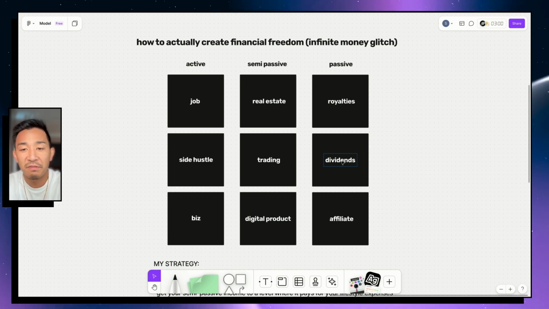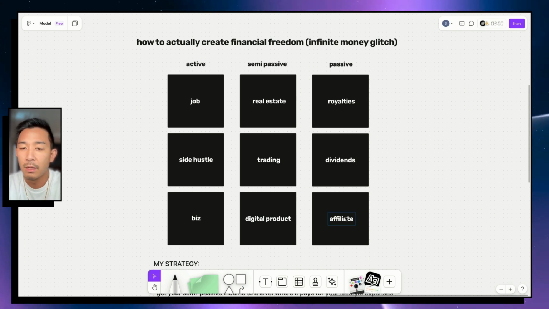He retired at age 55 because he bought so much dividend stocks that he generated enough income passively to quit his job. And so he had a few $1,000,000 in dividend stocks, and it was paying him over $100,000 a year, and that was enough to pay for all of his lifestyle expenses, so he was able to retire at 55. You also have affiliate marketing, right?